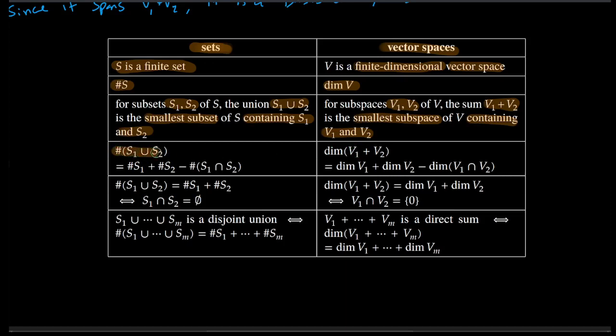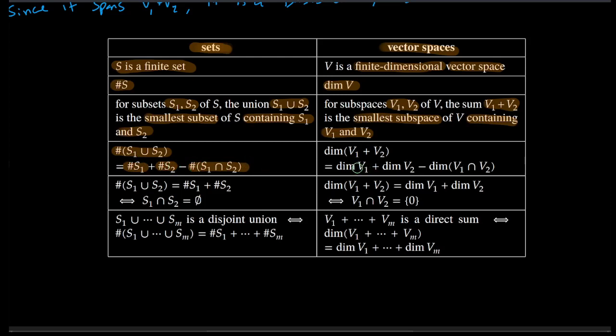When you count the number of things in the union of two subsets, you get the number of things in each, and then you subtract off the number of things that were in both because you double counted them when you counted S1 and S2. That is, if you have some things that are in both S1 and S2, then when you count how many things are in S1 and how many things are in S2, you've double counted some of them, so you have to get rid of the things you double counted.